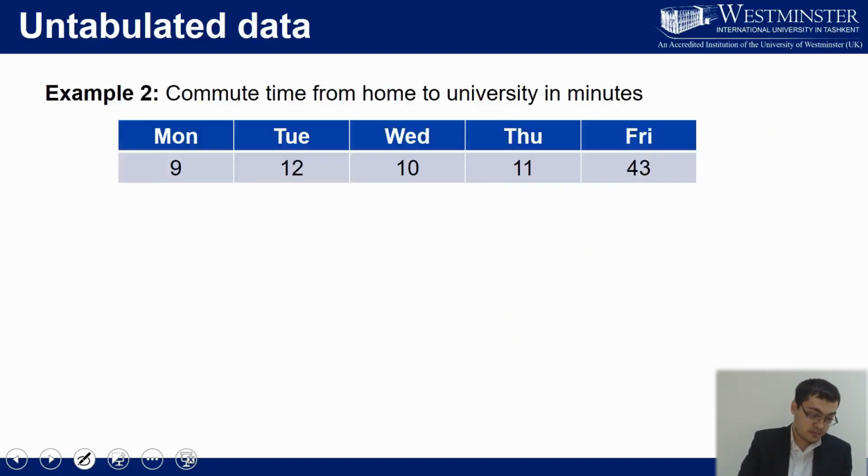Let's move on. In our second example, we have the commute time of a student from their home to their university and the number of minutes that it takes. Presumably, the student lives very close to the university. It takes around these times to get there. On Monday, they got to the university in 9 minutes, on Tuesday 12 minutes, Wednesday 10, Thursday 11 minutes.